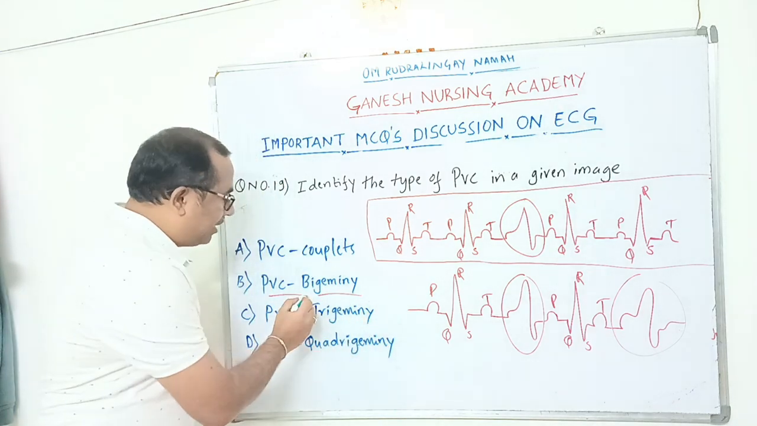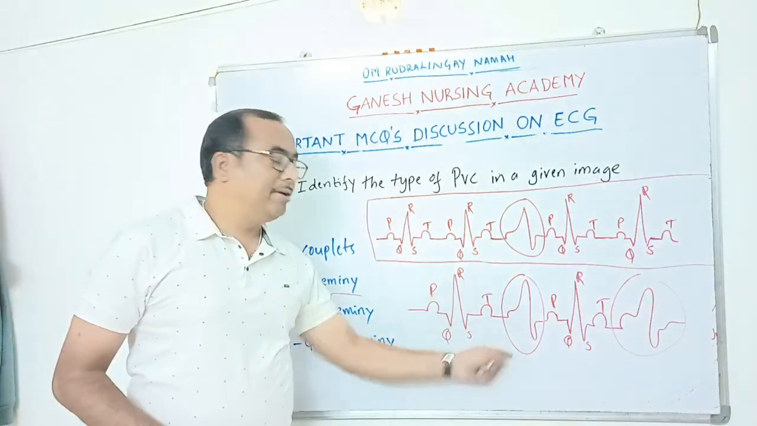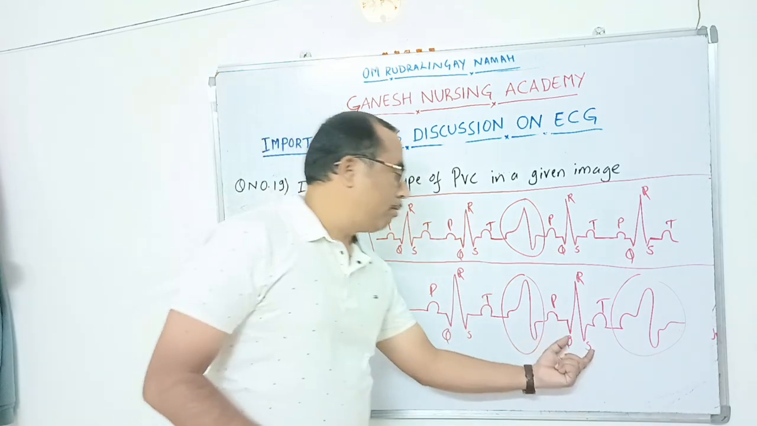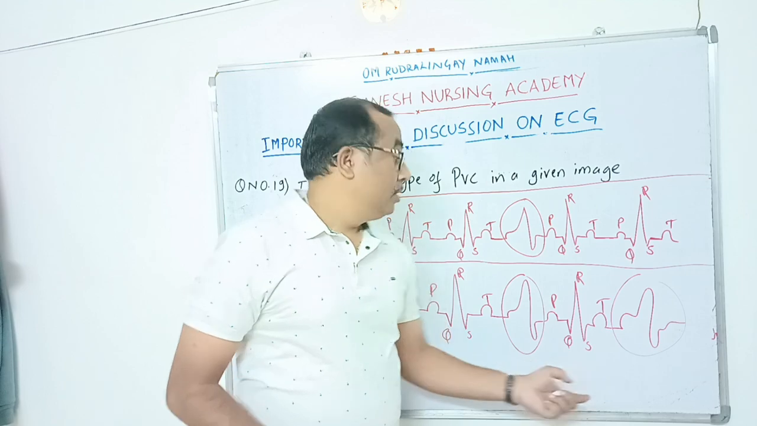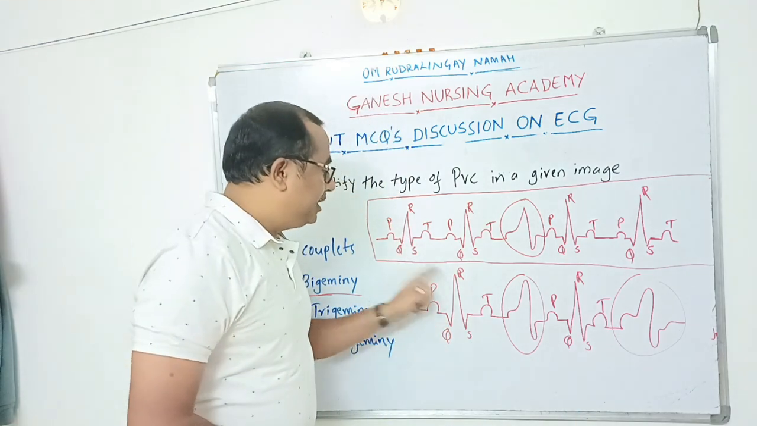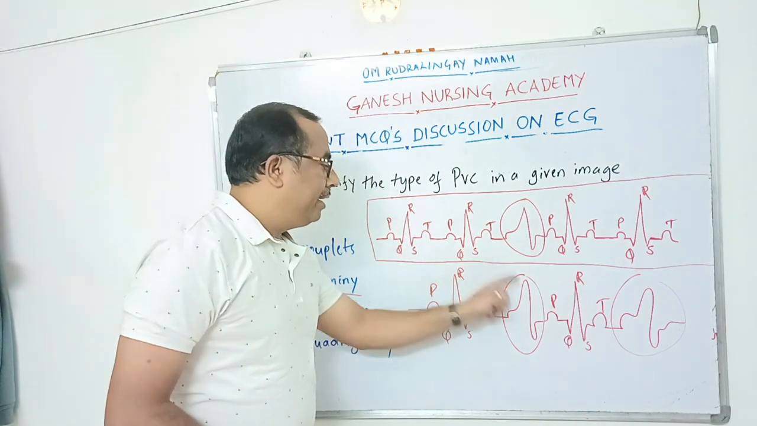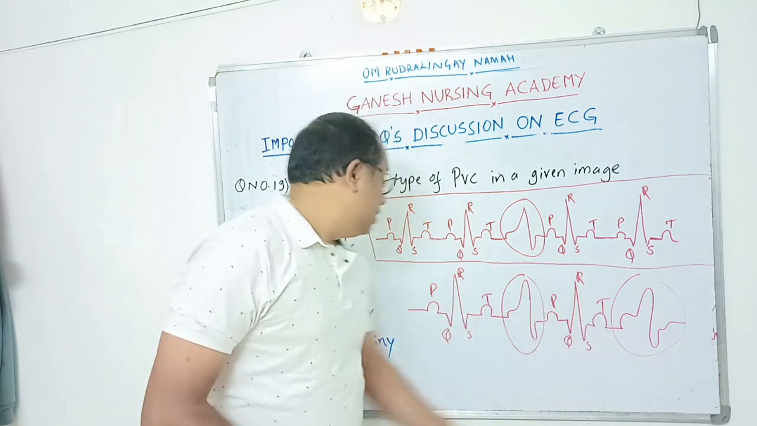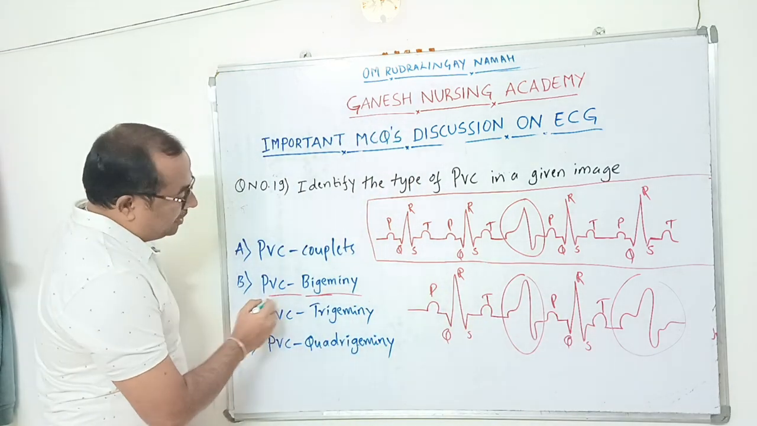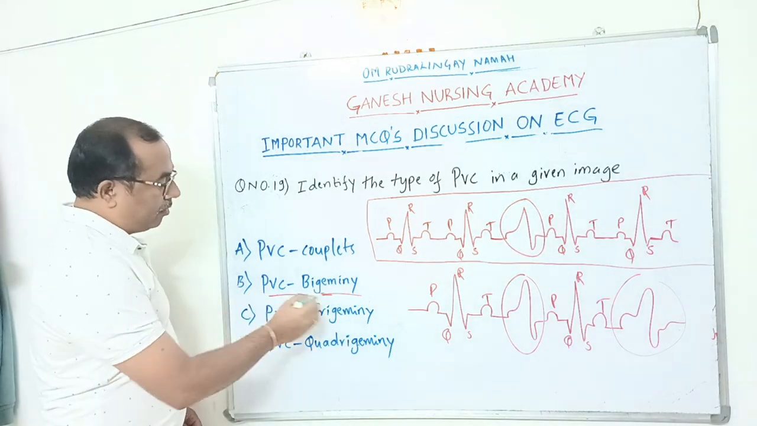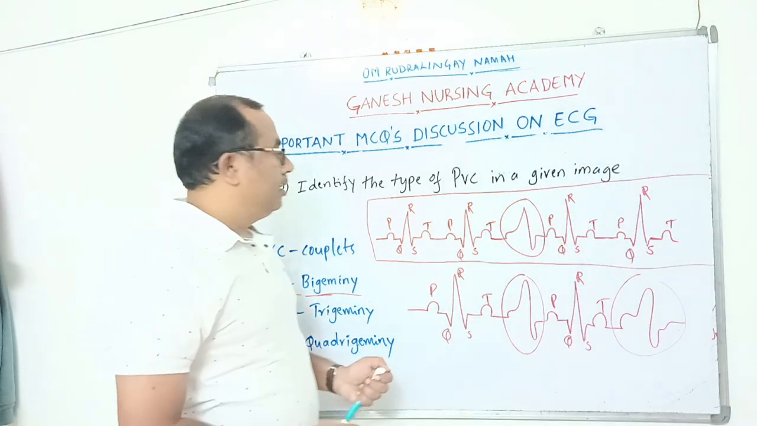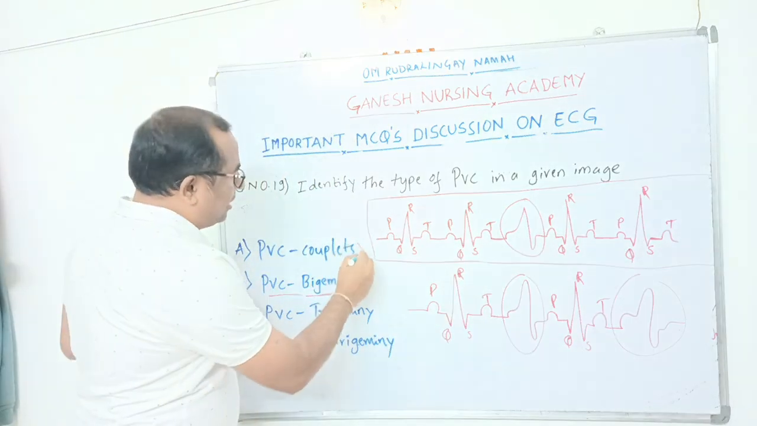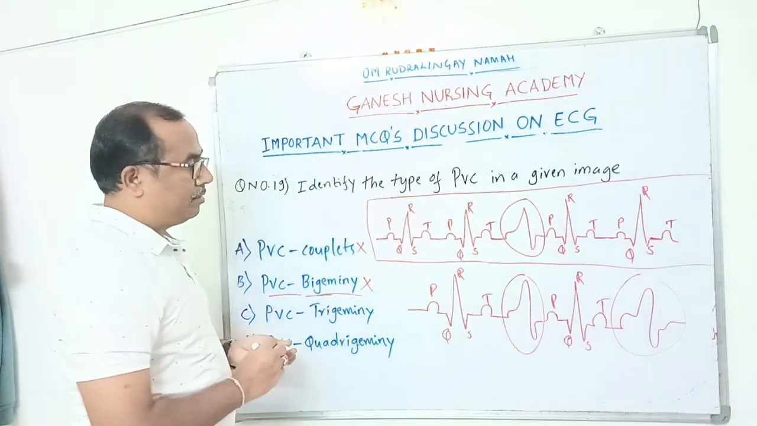Bi means second, so every second beat will be an ectopic beat. A normal beat, then the second beat is ectopic; again a normal beat, then the second beat is ectopic. If you find a normal rhythm followed by an ectopic beat, repeatedly, this kind is known as PVC bigeminy. So this is not the right answer here. Both couplets and bigeminy are wrong.